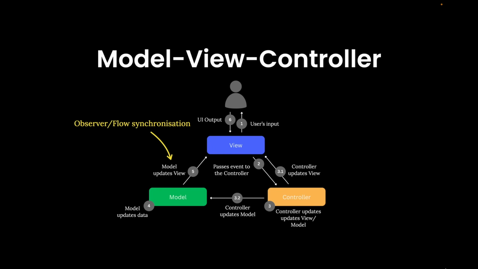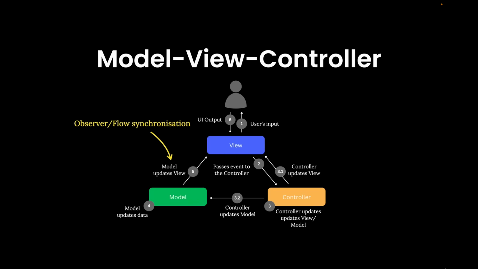The user clicks a button, types something, scrolls, swipes, basically any kind of interaction. Step 2. The view captures the input and passes it to the controller. At this stage, the view itself doesn't process the event, it just forwards it to the controller.